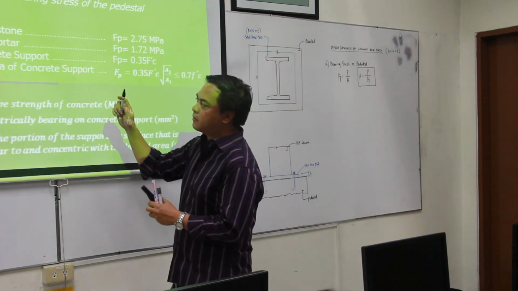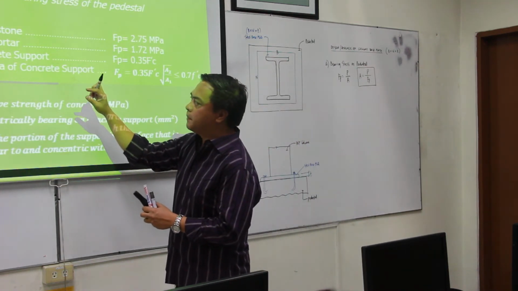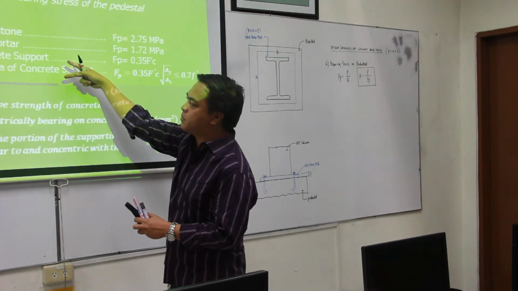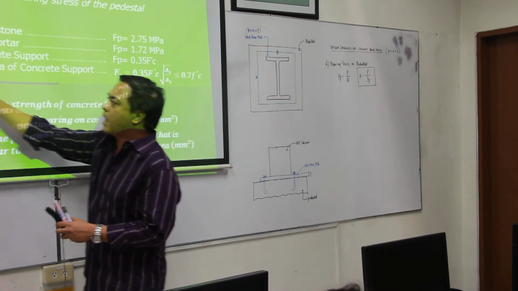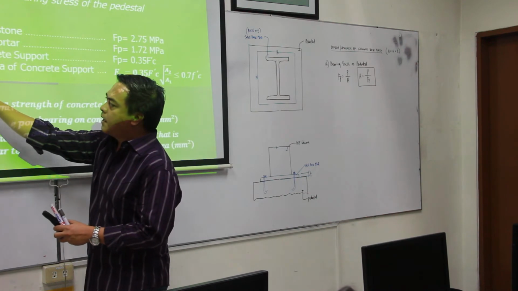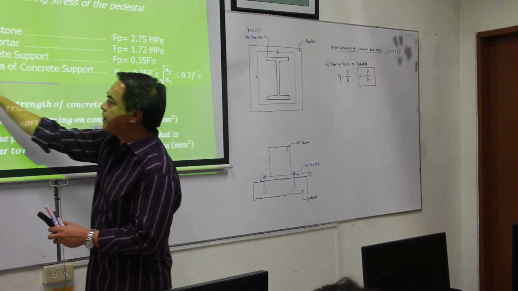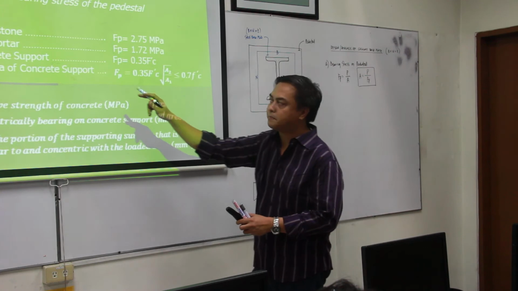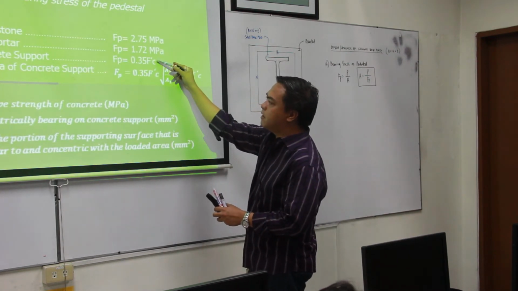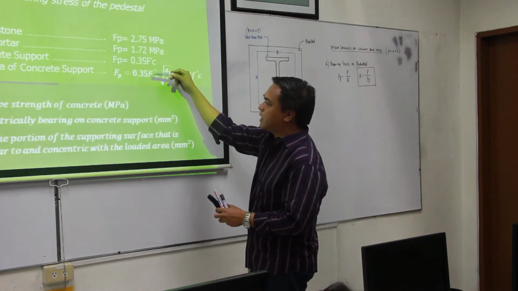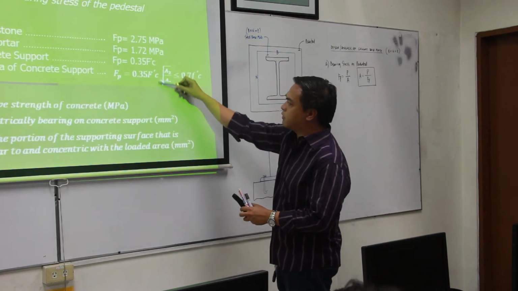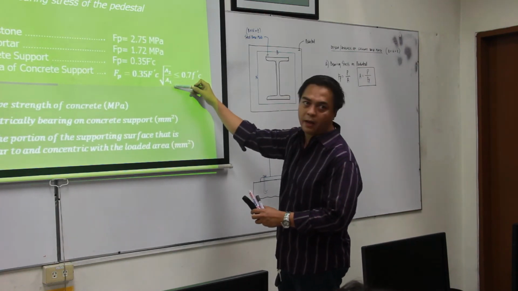The usual material used for pedestal is concrete. So we have two cases here for concrete support. One is whenever we have a full area of the concrete support, and the other one is whenever the base plate is resting on less than the full area of the concrete support. The allowable bearing stresses would be 0.35 of FC prime for full area. Then for less than full area, 0.35 of FC prime multiplied by this factor, which is the square root of A2 over A1.